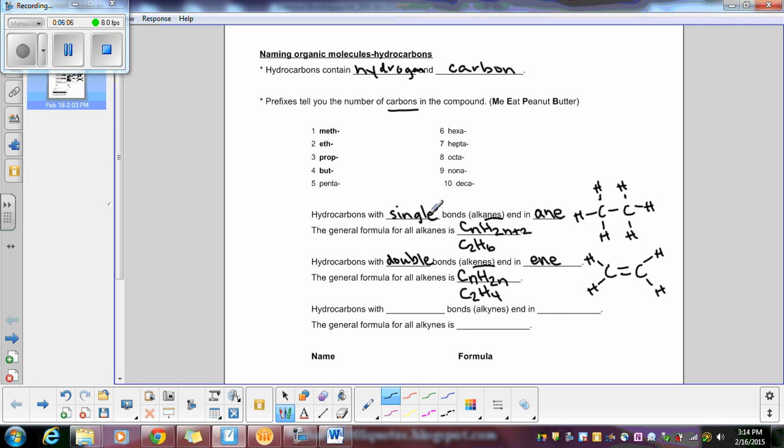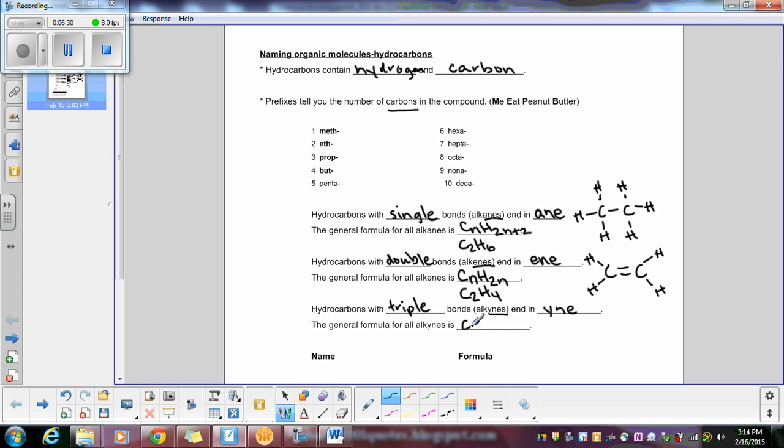The last type of hydrocarbon we're going to look at are hydrocarbons with triple bonds. And so, as you would guess, triple bonds mean 3 pairs of electrons, or 6 total electrons. We call these alkynes. So you can see the pattern here. The suffix is going to be "-yne". And hopefully you're starting to see the pattern here also.